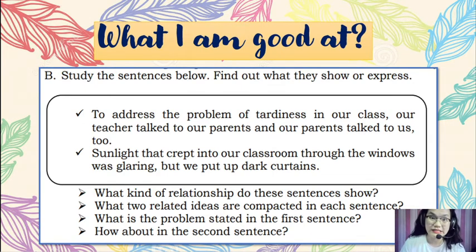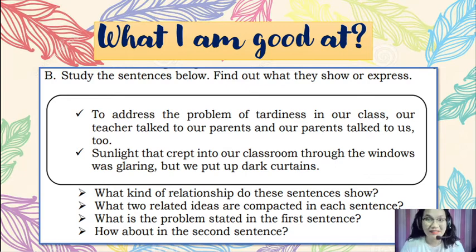And the second sentence is, sunlight that crept into our classroom through the windows was glaring, but we put up dark curtains. So there are two different sentences given, and now we are going to analyze them by answering the following questions. Number one, what kind of relationship do these sentences show? What is the relationship that is expressed here?